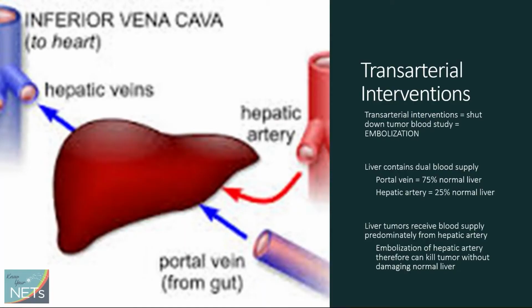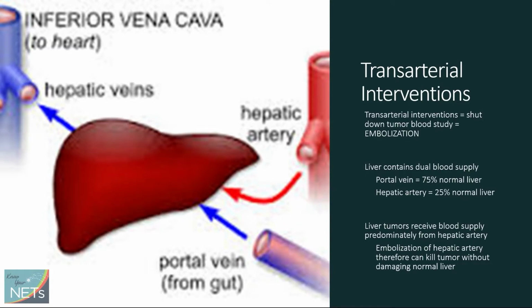When we talk about these transarterial or intra-arterial procedures, what we're doing is a procedure called embolization, where we're shutting the tumor blood supply down. And the reason we can do that is because the liver has a very unique blood supply. It gets blood from two different sources. One is the portal vein, which supplies about three-fourths of the normal liver's blood. And about one quarter comes from the hepatic artery, which is an artery.